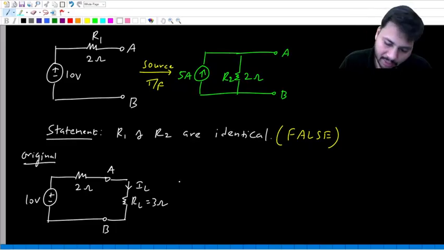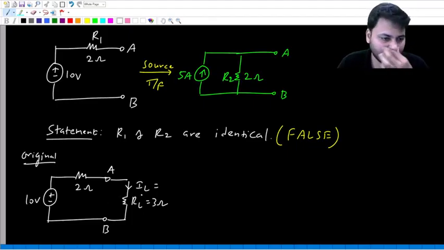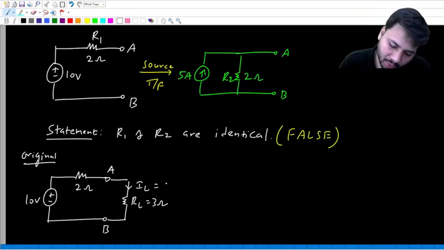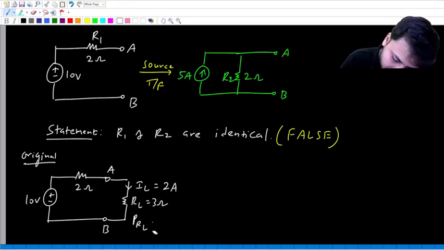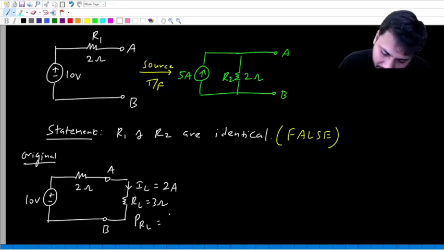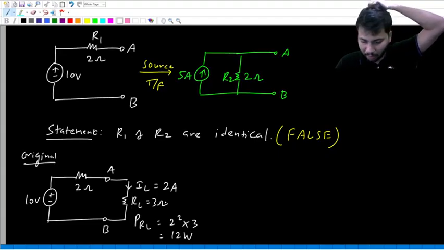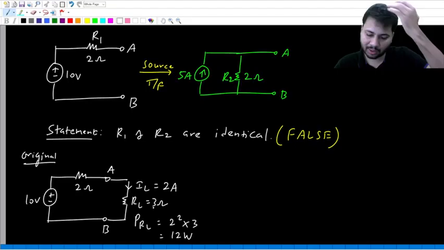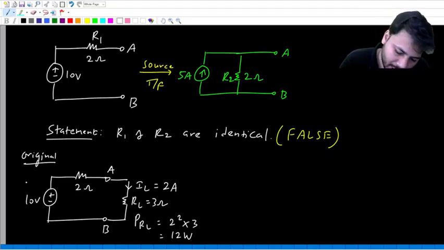What is the load current in this case? What is the net resistance in the loop? 2 ohms plus 3 ohms is 5 ohms. 10 by 5 is 2 amps. So the load current is 2 amps. And what is the power delivered to the load? P_RL is I square into R, so 2 square into 3, which is 12 watts. So in the original circuit, the load current is 2 amperes, and the power delivered to the load is 12 watts.